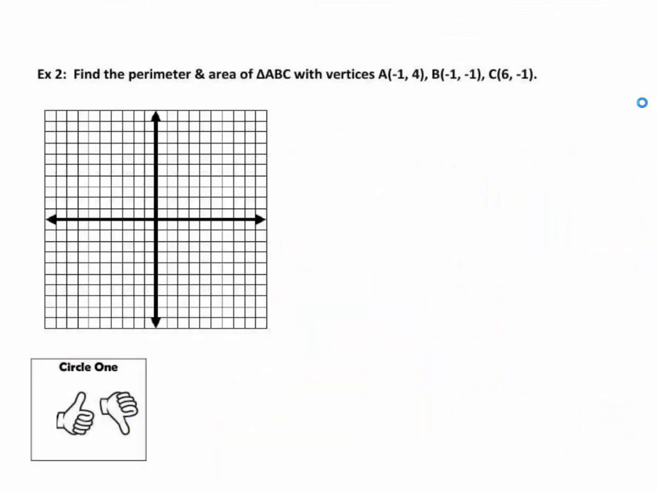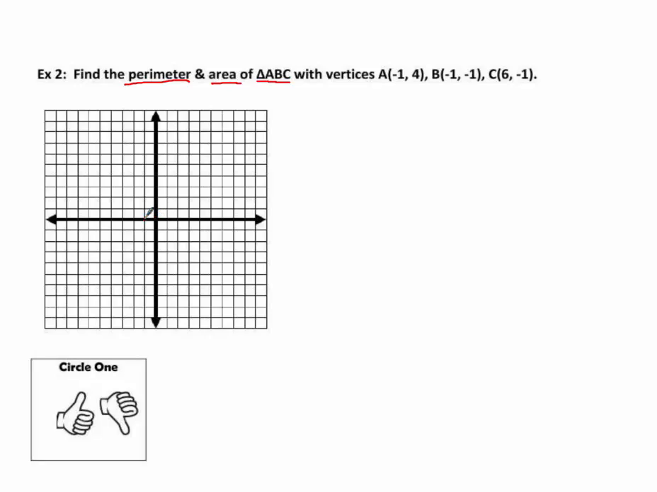So last page, last example, last set of notes for this first unit. We're going to find the perimeter and the area of triangle ABC with vertices A, B, and C. What that means is find the perimeter and the area of this triangle, but to do it, you're going to have to graph the triangle. So let's start with a graphing.